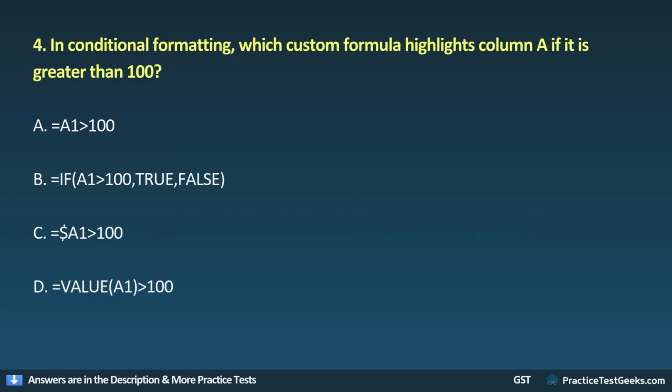4. In conditional formatting, which custom formula highlights column A if it is greater than 100? A. =A1>100. B. =IF(A1>100, TRUE, FALSE). C. =$A1>100. D. =VALUE(A1)>100.